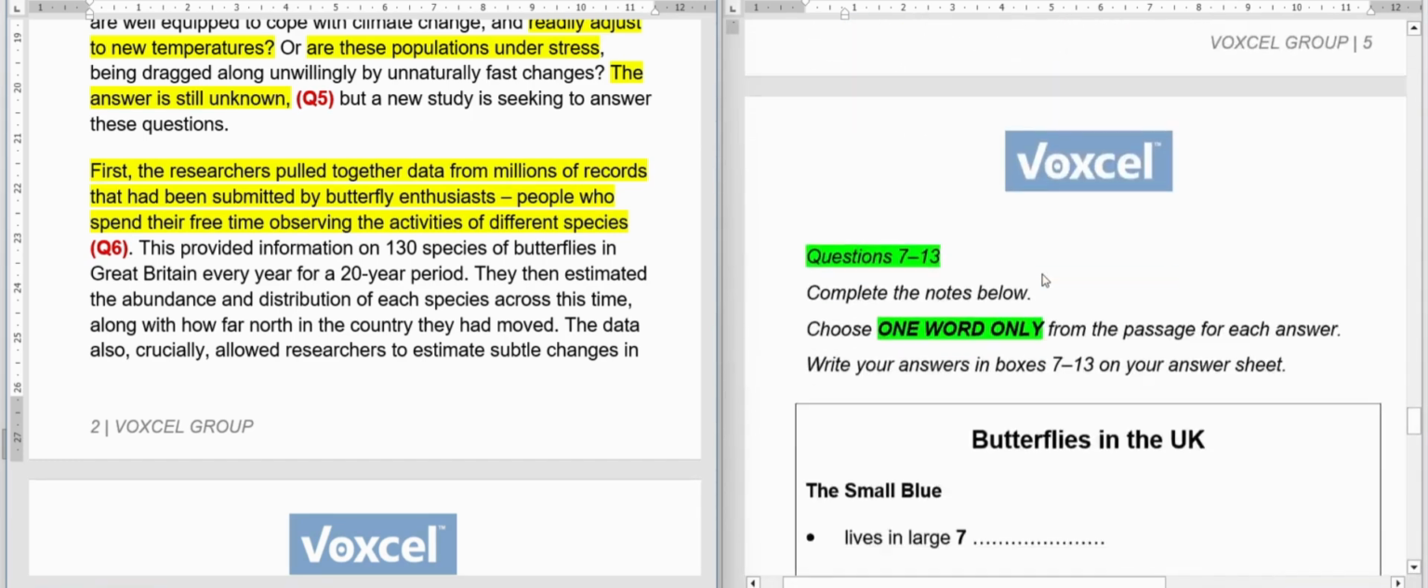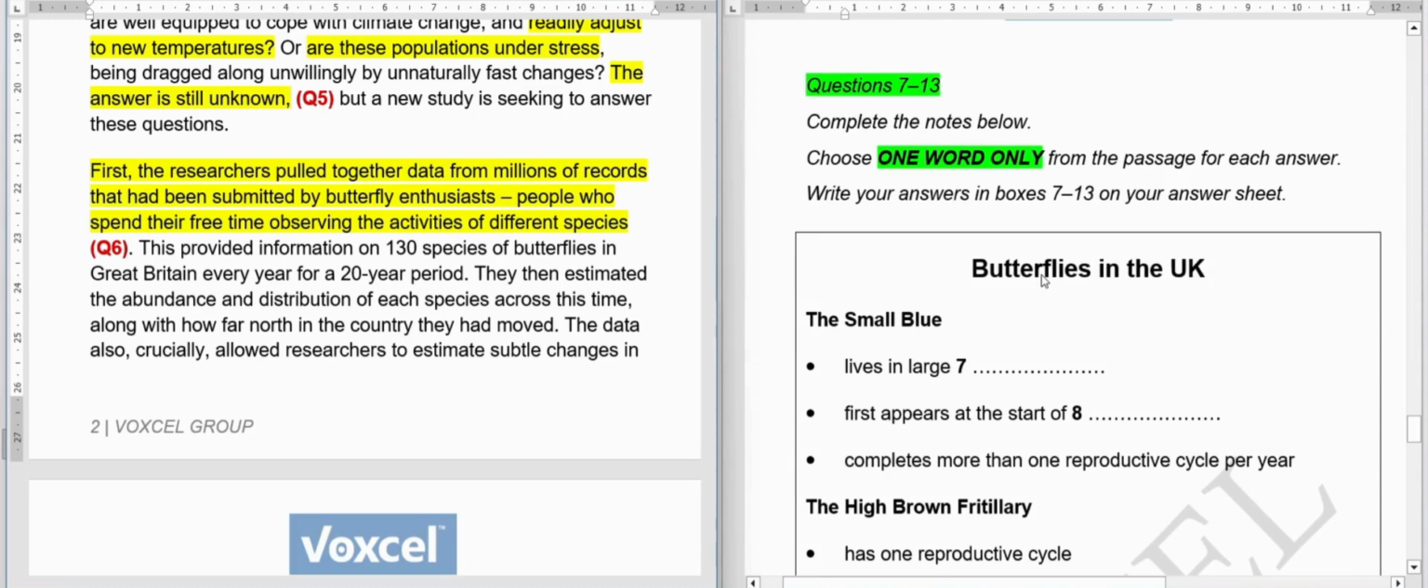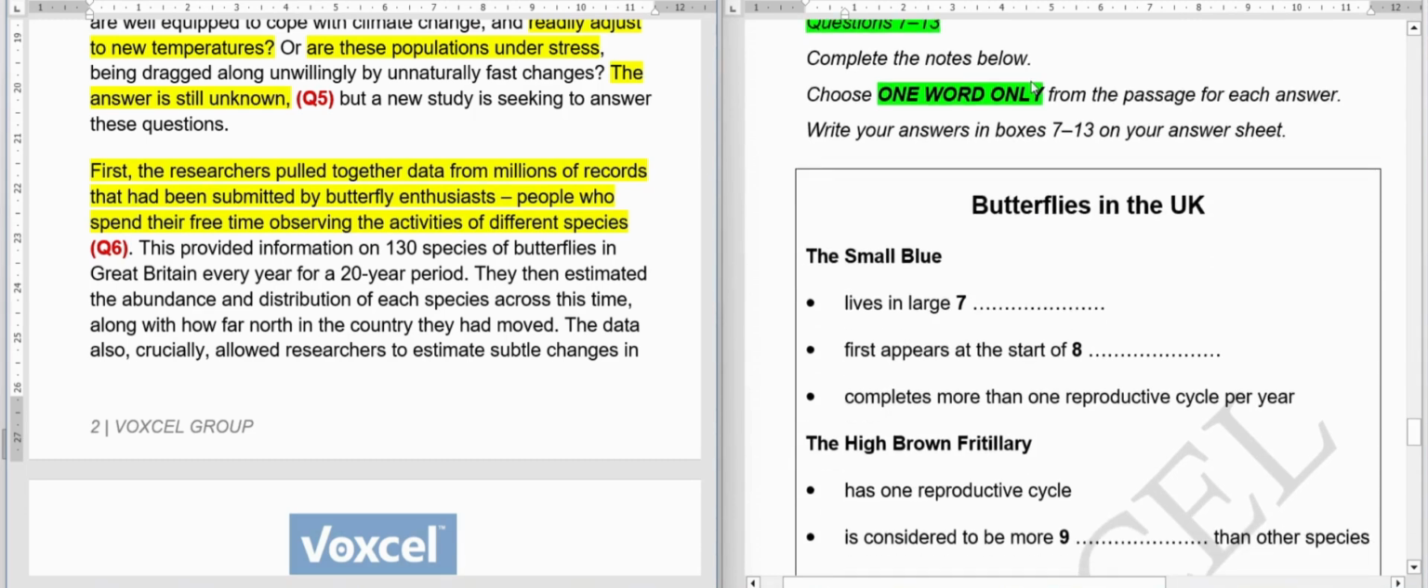Moving on to the second set, 7 to 13. Here remember, let me change the color for this. Here remember, we have to write one word only. In every blank we will write only one word. If you write two words, though one of those words is correct, the answer will still be marked as incorrect. Second, you should be careful about the spellings.